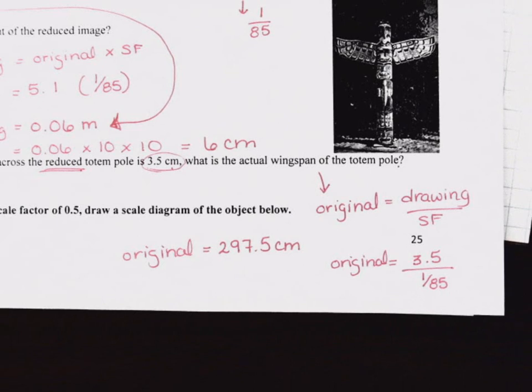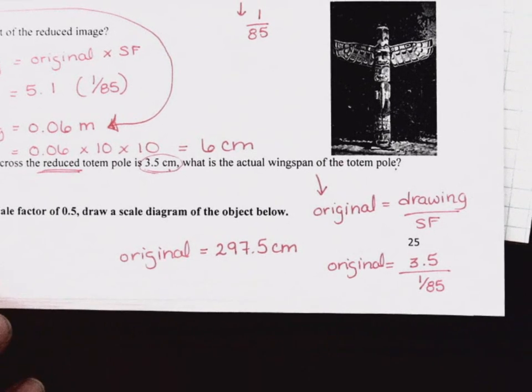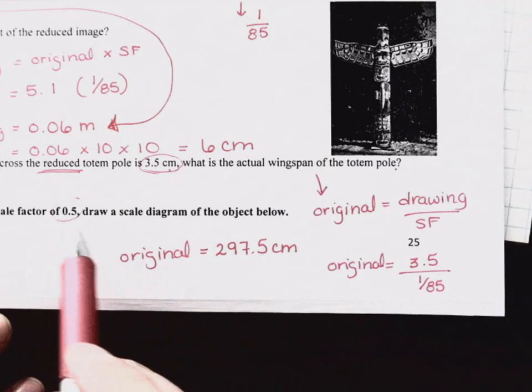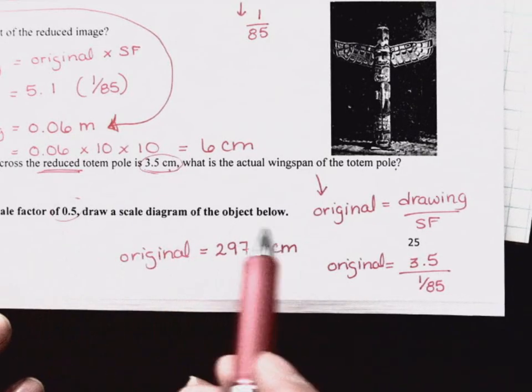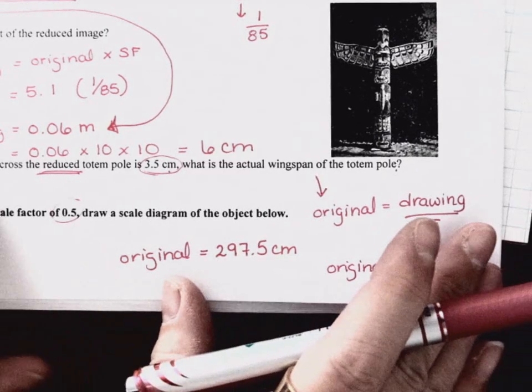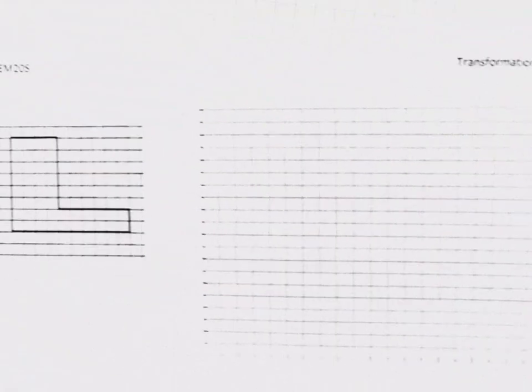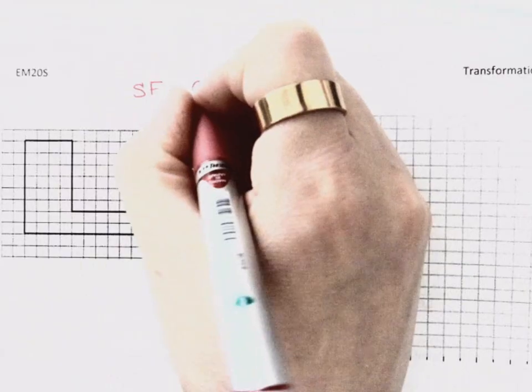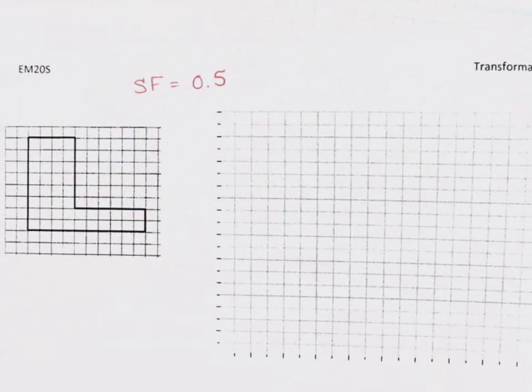Okay, I'm going to flip the page, but I got to read this first because this is the instructions. Use a scale factor of 0.5, so it gave me the 0.5, and draw a scale diagram of the object below. So it's giving me the scale factor. So now I'm not doing any math, I'm going to draw a picture. Oh dear.